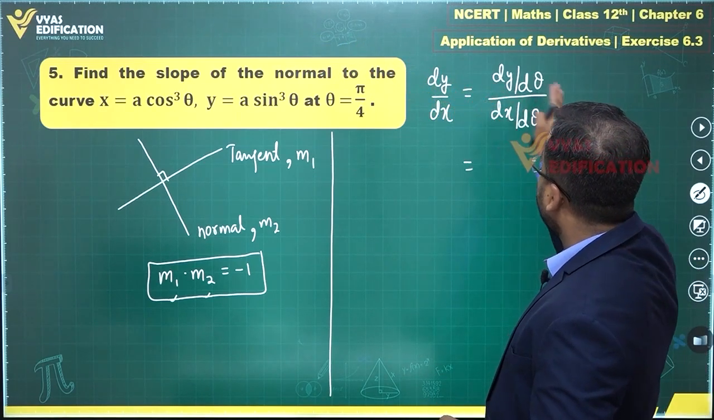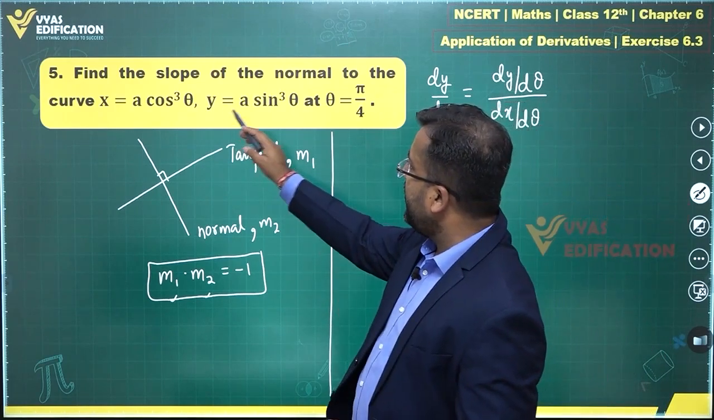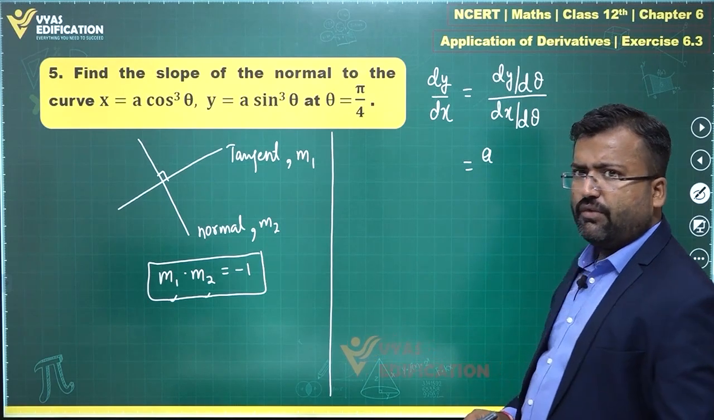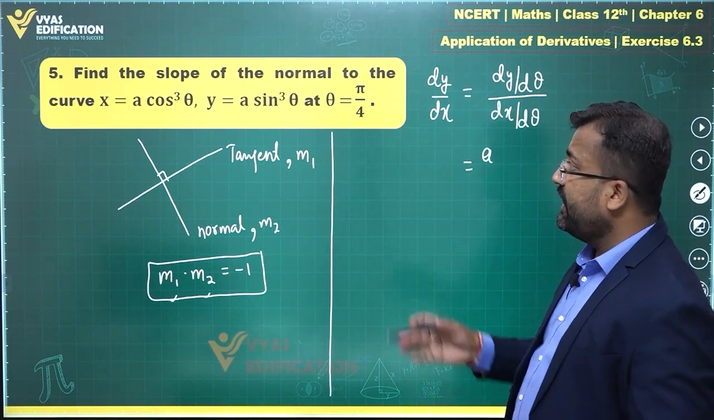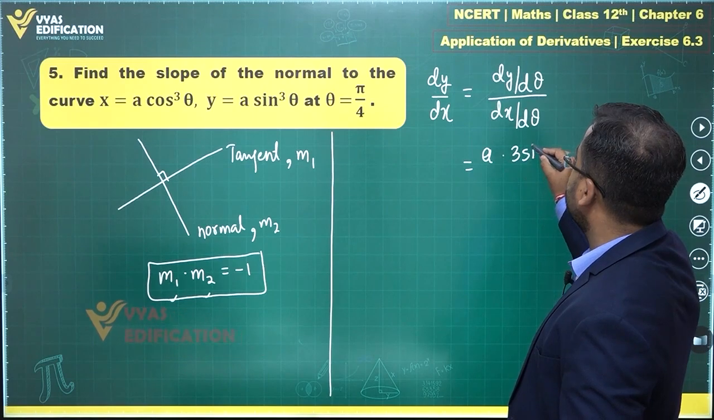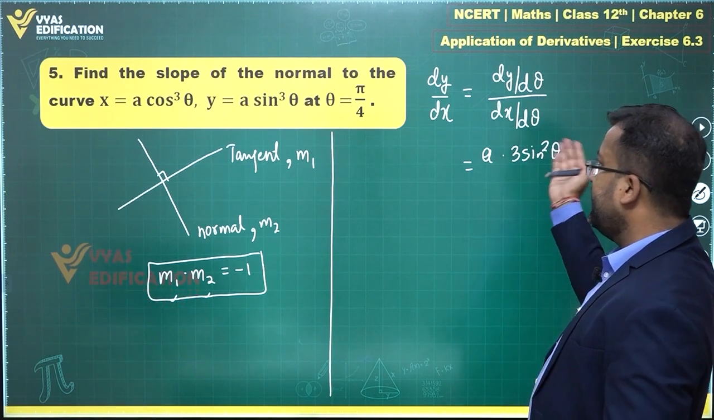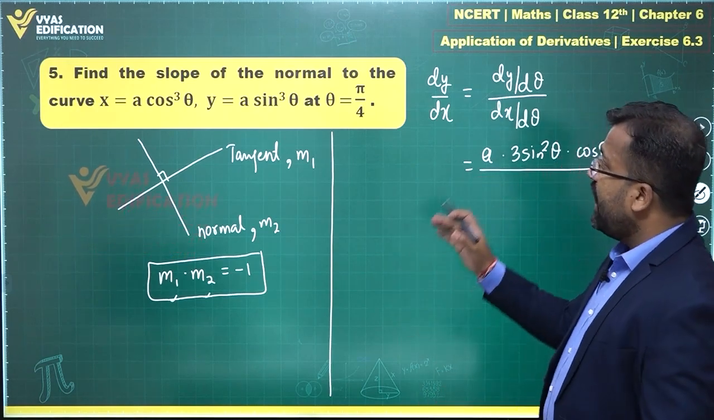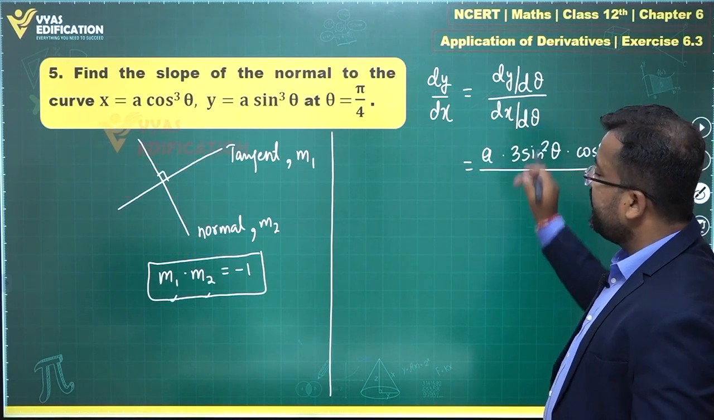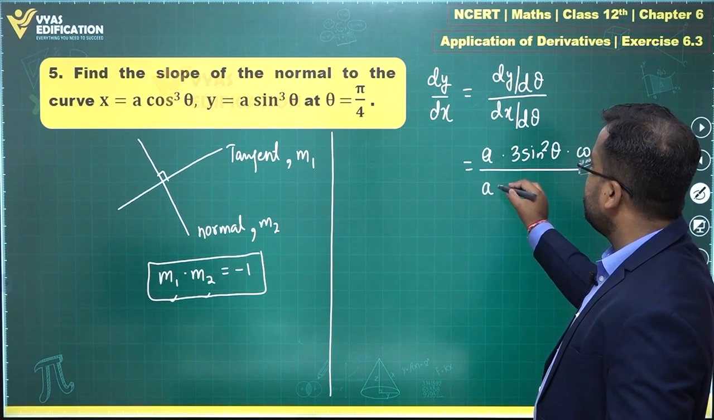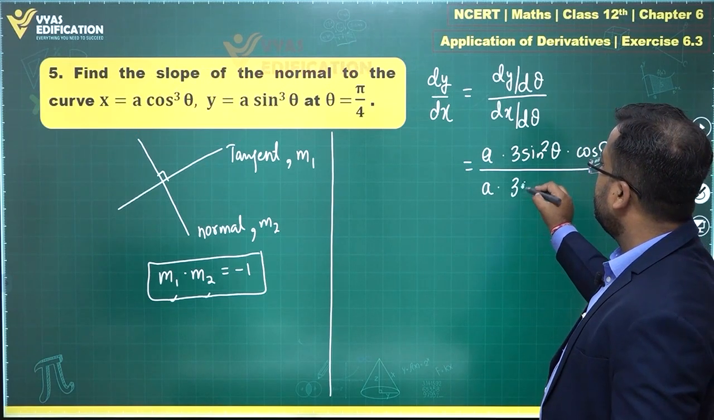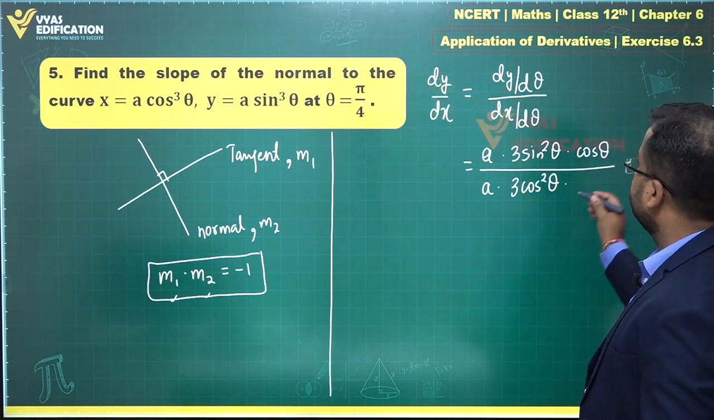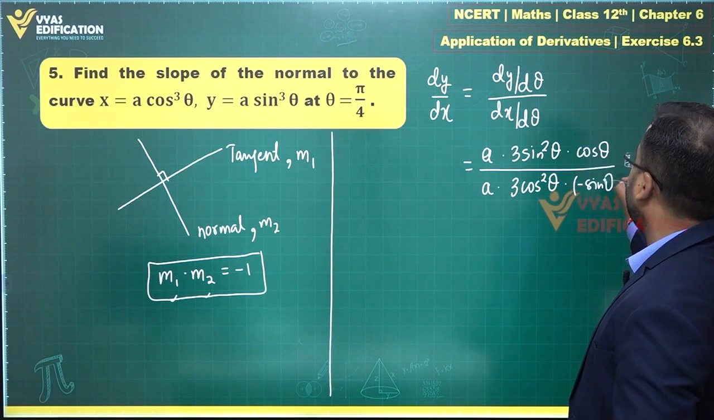And what is dy over d theta? So for y, we need to differentiate with respect to theta. a is a constant, a is the least of our worries. Sine power 3 theta, we will apply the chain rule. This becomes 3 sine square theta first of all, and the derivative of sine theta is simply cos theta. Then next, you have a cos cube theta, differentiate that with respect to theta. a remains as it is, cos cube theta will become 3 cos square theta, and the derivative of cos theta is minus sine theta. This is what you get, right?